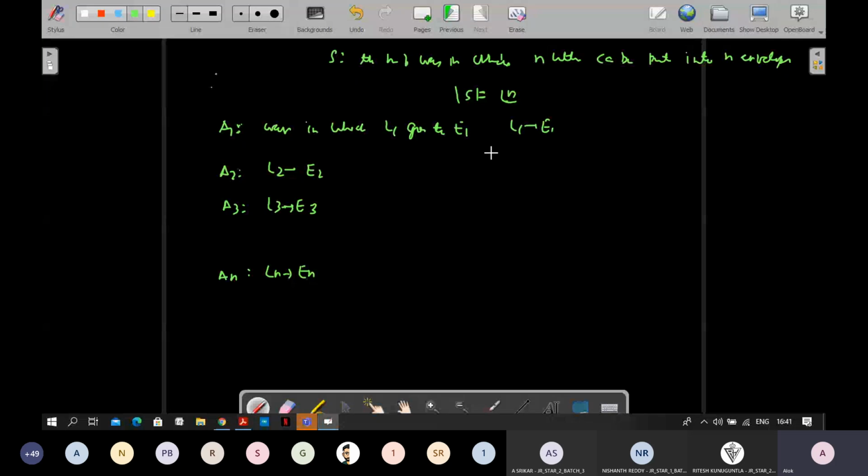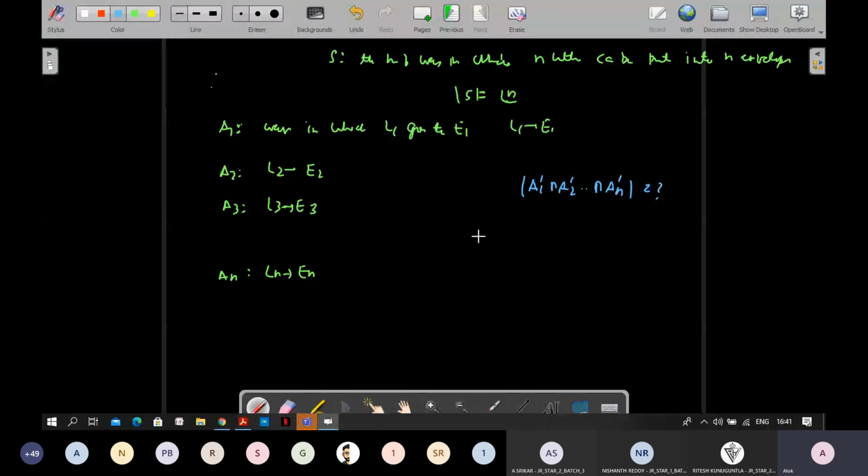So what I have to find in terms of these defined sets, that's the important thing, is A1 prime intersection A2 prime intersection AN prime, means L1 does not go to E1, and L2 does not go to E2, and LN does not go to EN, means no letter goes to its correct place. That is what this intersection is. I have to find only this number of ways.